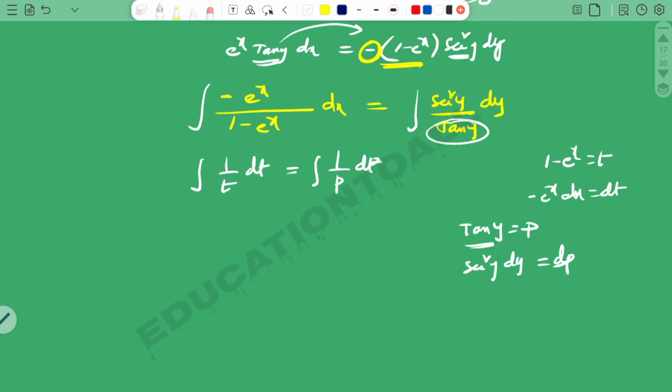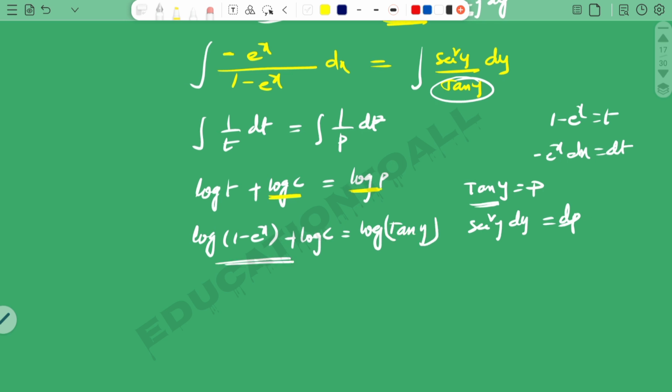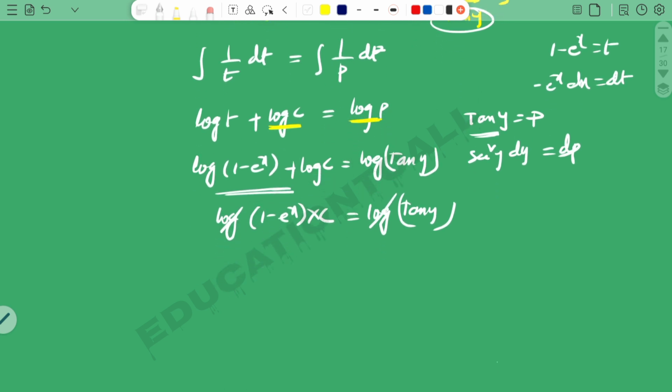Then 1 by t dt means I can say log t, and write here log c also as a constant, which is equal to the integral of 1 by p, meaning log p. Then replacing the parameters, the log of the t value is 1 − e^x, plus log c, which is equal to log of the p parameter, tan y. In the left hand side we have the log a plus log b formula, so we get log of (1 − e^x) times c, which is equal to log of tan y. So both logs cancel. Writing the requirement, tan y is equal to (1 − e^x) times c. Therefore the required general solution is tan y = c(1 − e^x).